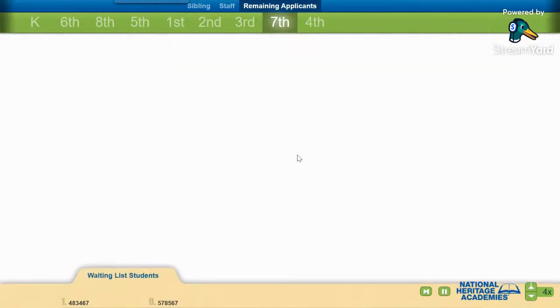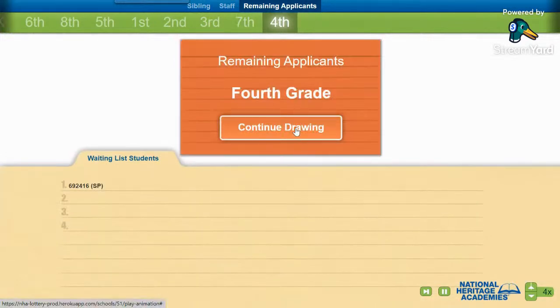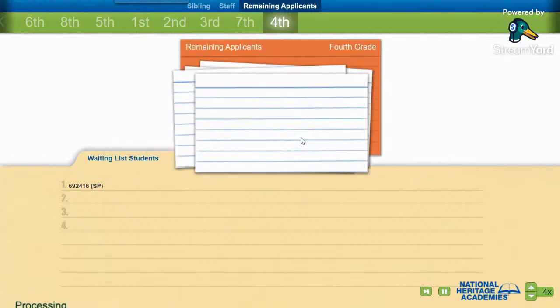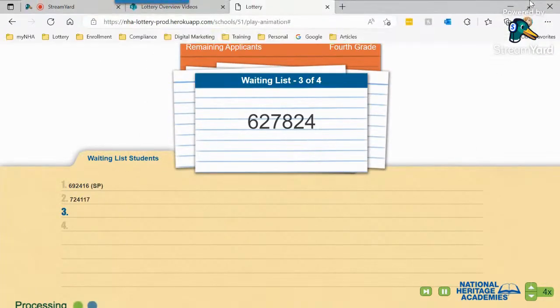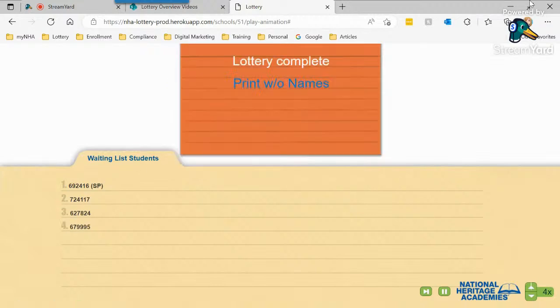And last but not least, we have fourth grade. We had one student who had preference earlier, so starting with number 2 on the list. And that concludes our lottery.